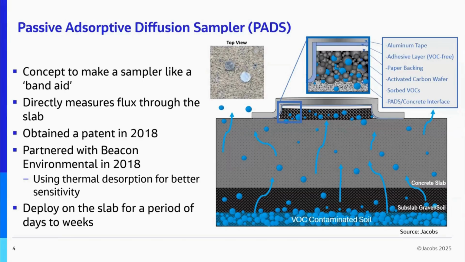At which point we can leave those deployed for a few days up to a couple of weeks, depending on source strength, and then send those off to Beacon, who's developed a way to thermally desorb these wafers like they do their other passive sampling devices, and can detect down to 10 nanograms onto one of these pads. So this is the little pad sampler.